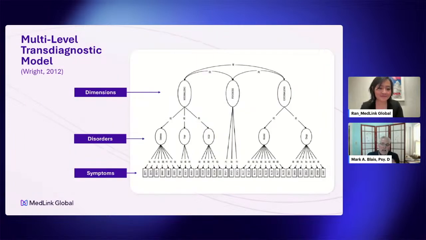And here's an example of this multi-level transdiagnostic structure. This is from a paper by Aidan Wright in 2012. At each level, information is organized into bigger chunks. So at the bottom level, symptoms, these are the smallest things that we measure, the most narrow things we measure. Symptoms then get organized at the next level into disorders. This is what we recognize from the DSM. But these disorders themselves are interrelated, and they then get reorganized into higher level dimensions. And that's the transdiagnostic dimensions: internalizing, externalizing, and thought impairing.